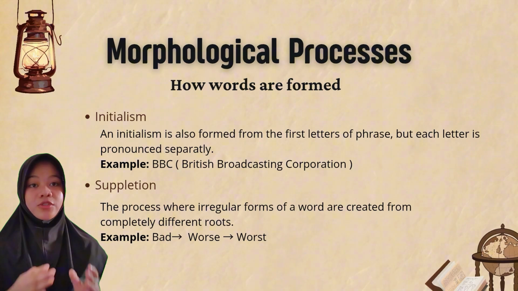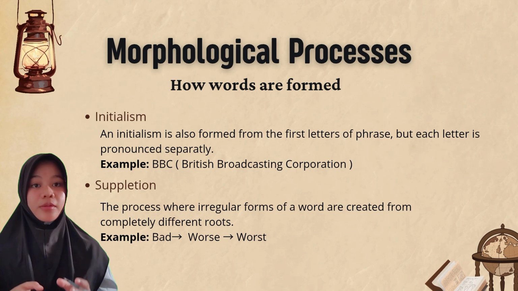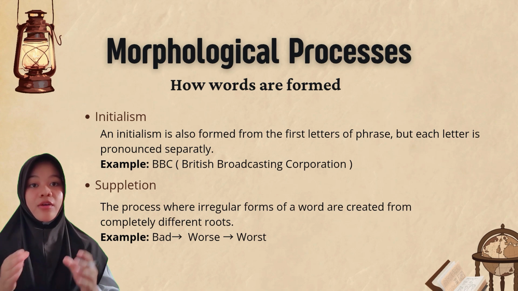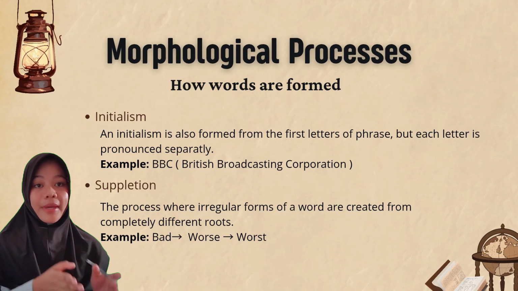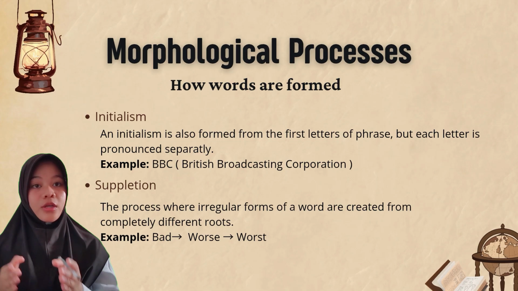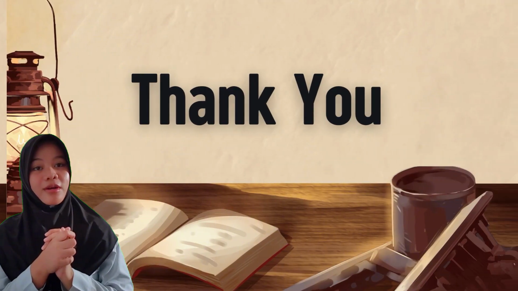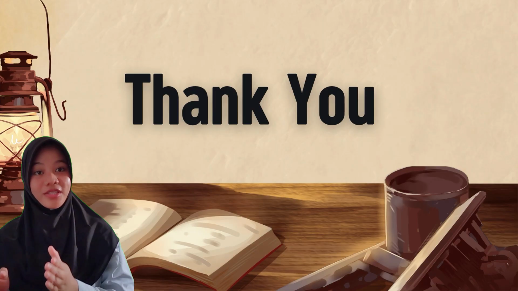The last one, suppletion. Suppletion is the process where irregular forms of a word are created from completely different roots. For example, bad, worse, worst. Alright everyone, that's all for today's video about morphology and its processes.